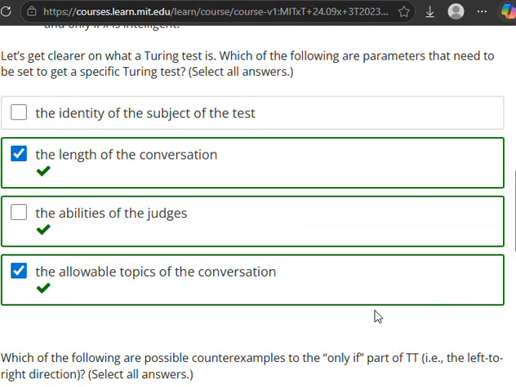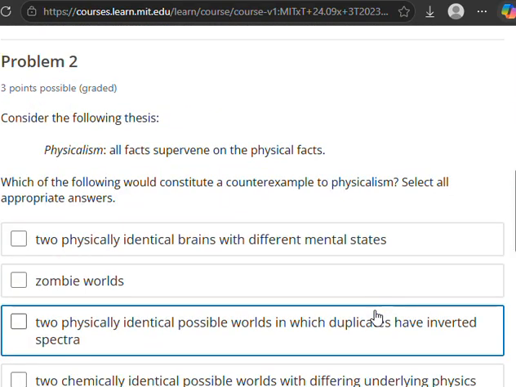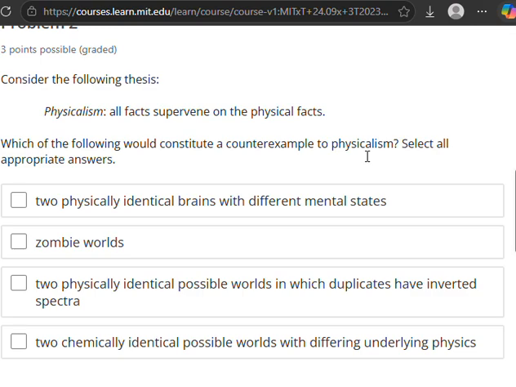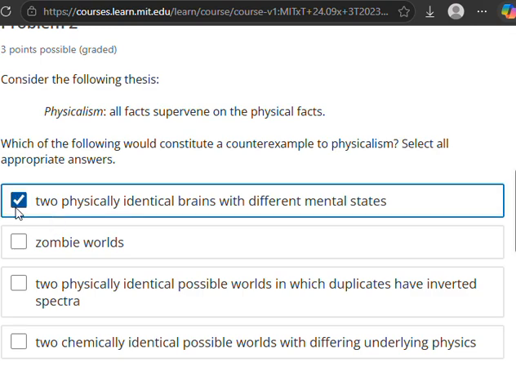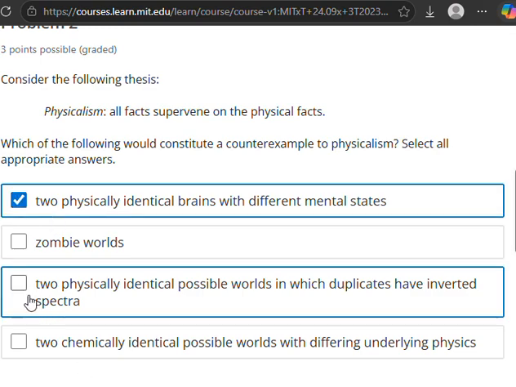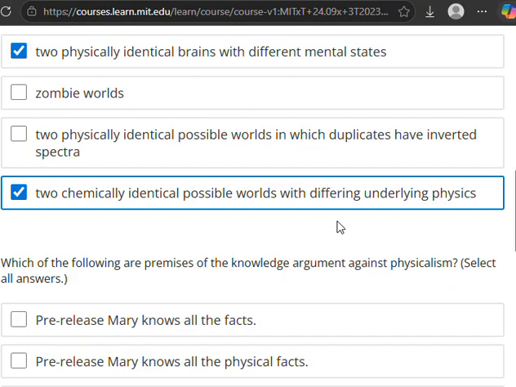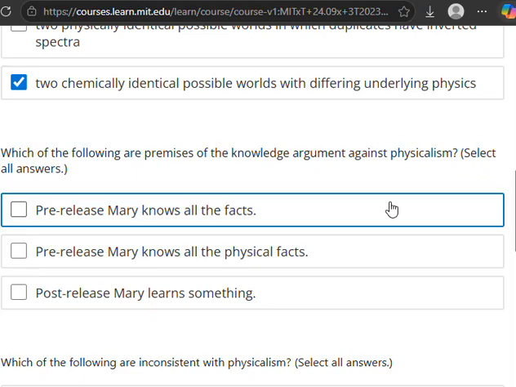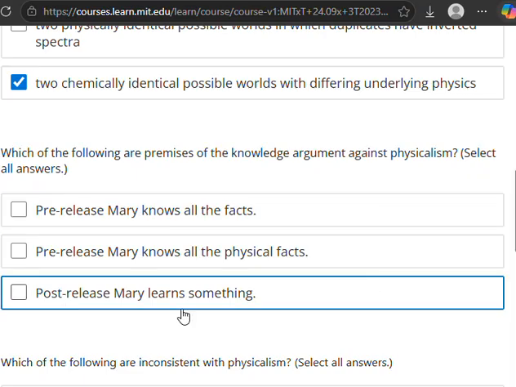Not bad. All facts supervene on the physical facts. Which of the following would constitute a counterexample to physicalism? Which of the following are premises of the knowledge argument against physicalism?